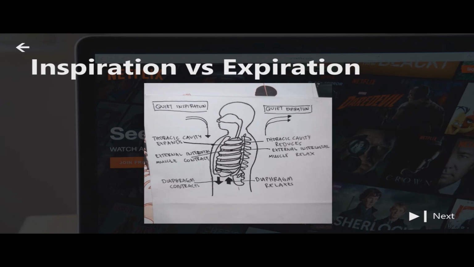Quiet respiration depends on elastic recoil of the lungs after inspiratory stretching, elastic recoil of the costal cartilage, and the relaxation of the inspiratory muscles.